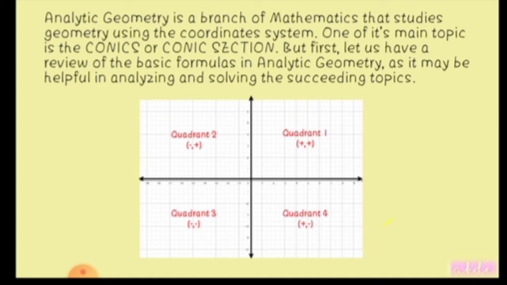As you can see here, this is a Cartesian plane. The Cartesian plane includes 4 quadrants. This is quadrant 1, quadrant 2, quadrant 3, and quadrant 4. It also has 2 axes that intersect each other. The first one, this horizontal line, is the x-axis, and the vertical line is the y-axis. The point of intersection is called the origin, or the point (0, 0).